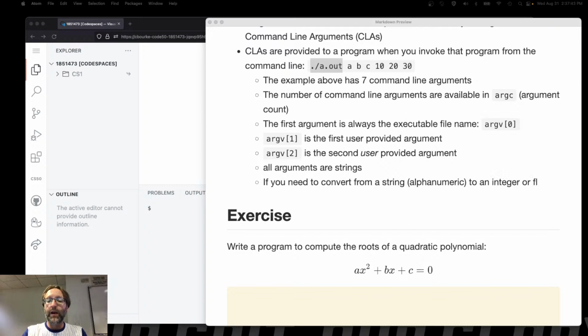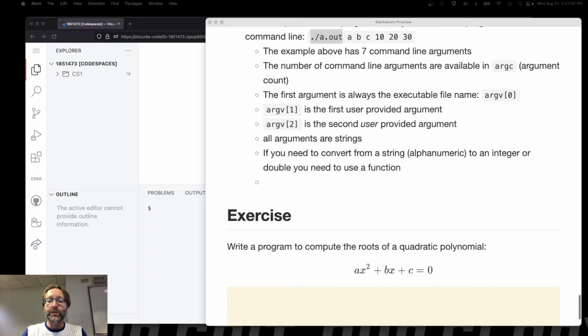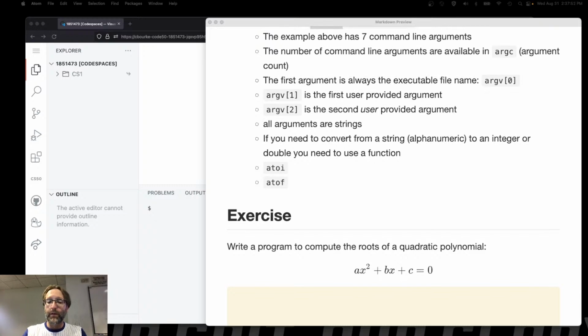need to use a function. Right? And the functions that we'll use are atoi and atof. Right? atoi is for alphanumeric conversion to integers. It converts to an integer. atof is going to be converting to a float, right? A double in our case.